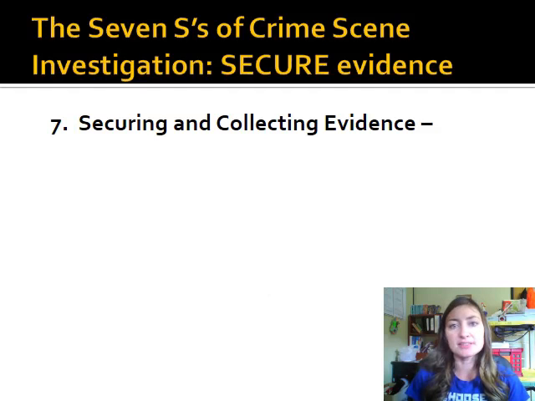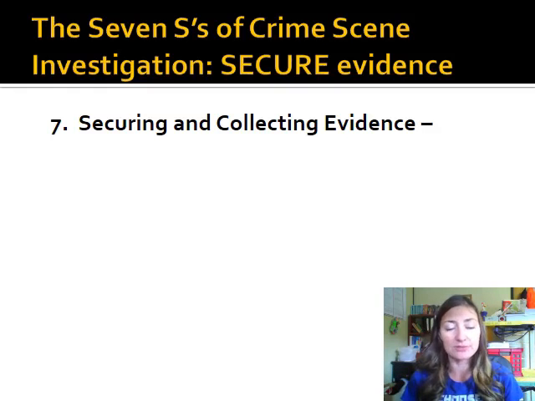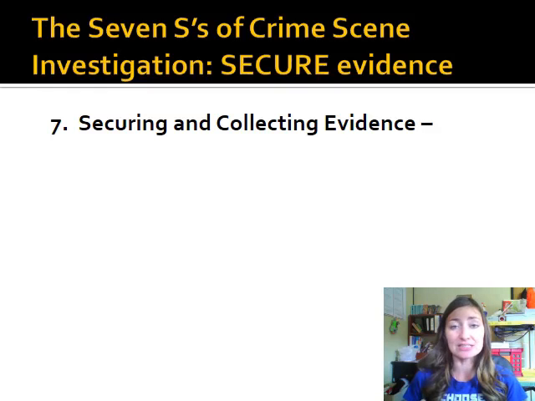The seventh S is securing and collecting evidence. Liquids and arsons have to be stored in airtight, unbreakable containers. And biological evidence we do the exact opposite with. That has to be placed into a breathable container. It must dry out before you package it in plastic. And the reason for that is that biological evidence, when wet, is prone to mold and rot. And you do not want to destroy any potential cell evidence or DNA evidence that might be on that biological evidence. So what's important here is to know what type of evidence you have and make sure that you're securing it properly.